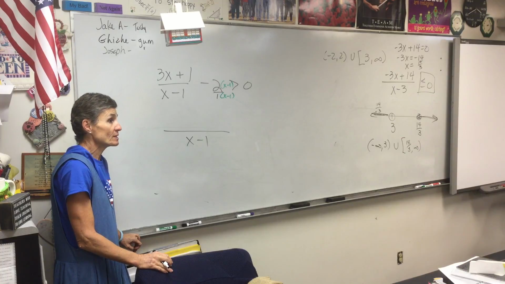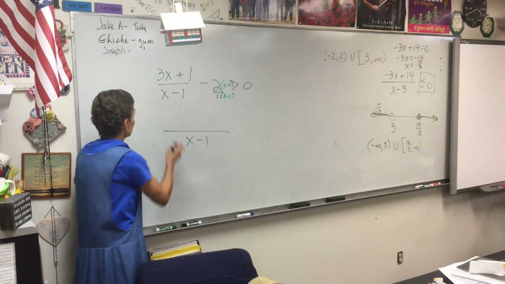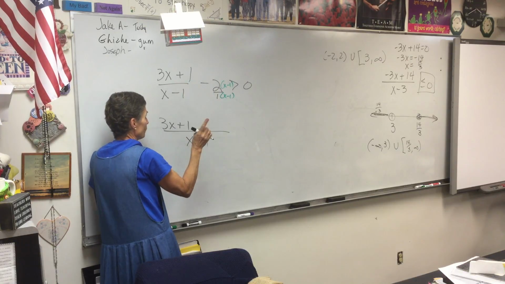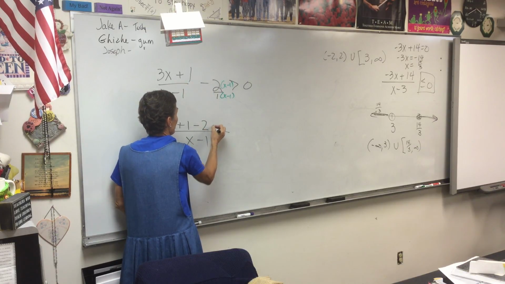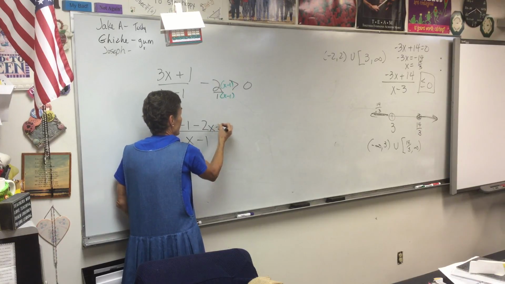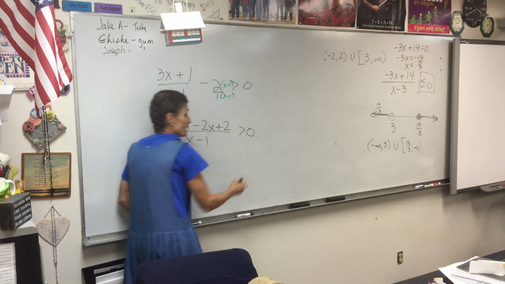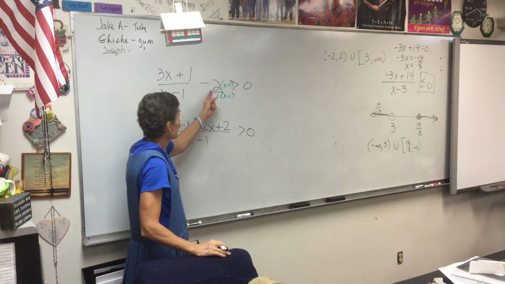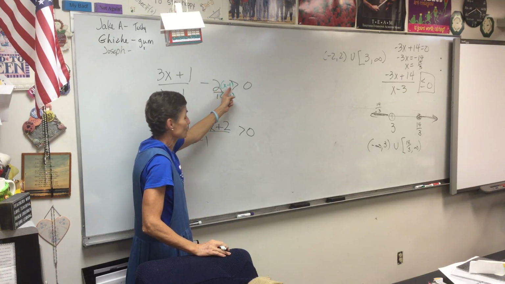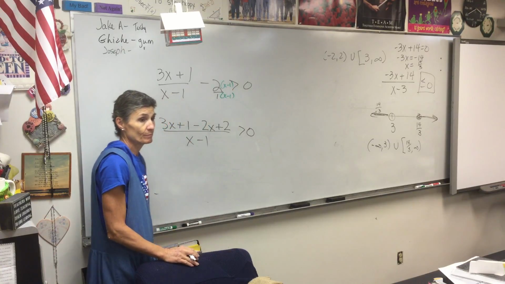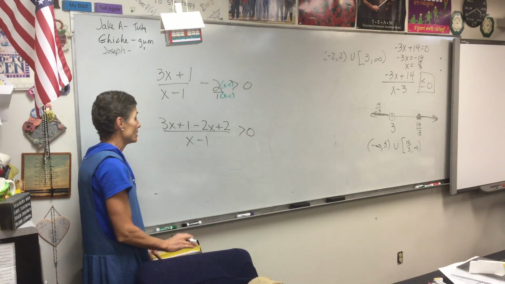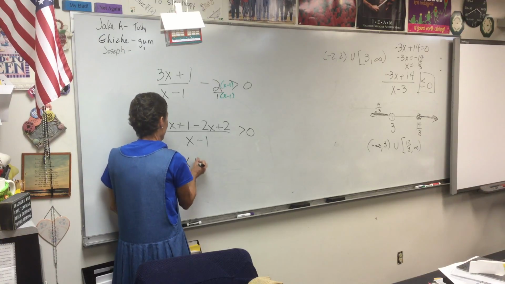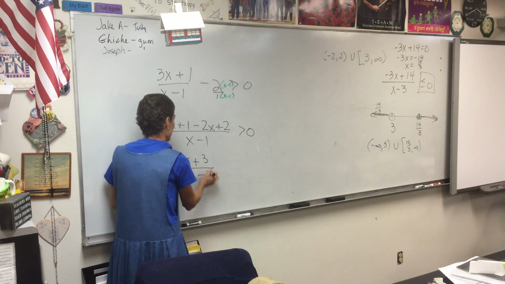Now what's going to go in the top? 3x plus 1, of course, that just stays the same. Now be careful here. Minus 2x plus 2. If you're not getting plus 2, you're not distributing right. It's negative 2 times x, negative 2 times negative 1. So now what have I got on the top? x plus 3 over x minus 1.